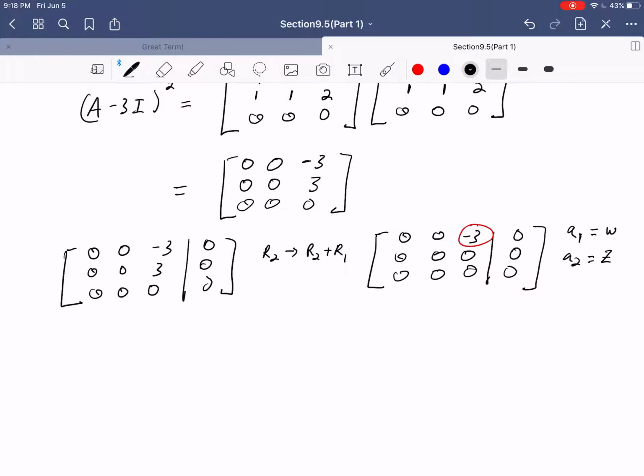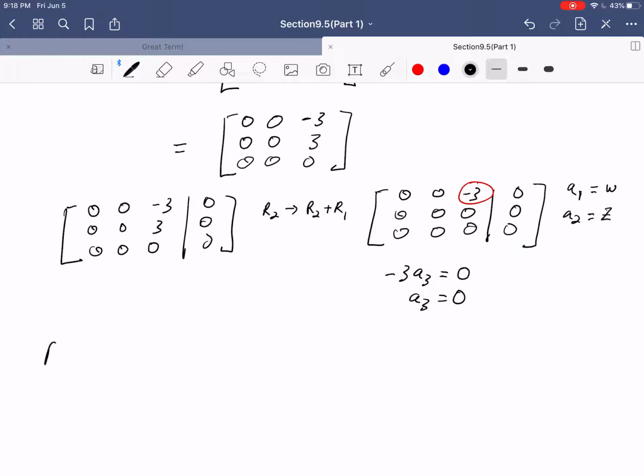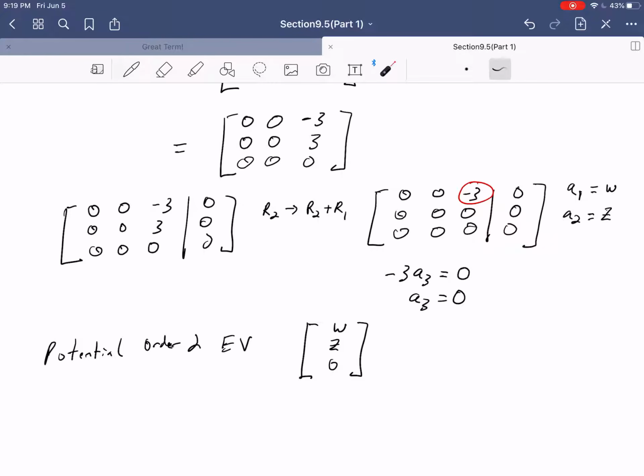Now this equation tells us that negative 3A3 is supposed to be 0, so A3 is 0. So the potential order 2 eigenvectors are of the form W, Z, and 0. Now, we might say, perfect, right? We needed 2 more eigenvectors on top of the first one that we had already found. And we could say, okay, we can use the W and the Z. But notice I carefully said potential order 2s.